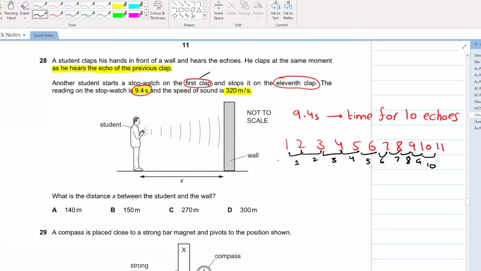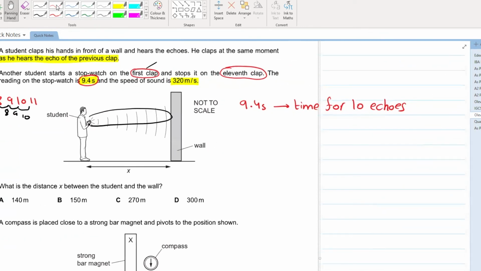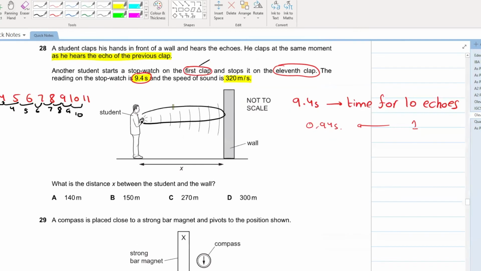On the first clap, you start the stopwatch. When the sound of the second clap comes, that means you have traveled this entire distance once. So that means 9.4 seconds is the time for 10 echoes. What will be the time for one echo? Can you guys tell me? The time for one echo will be 0.94 seconds. Perfect. Now the time taken for this entire journey is 0.94 seconds.